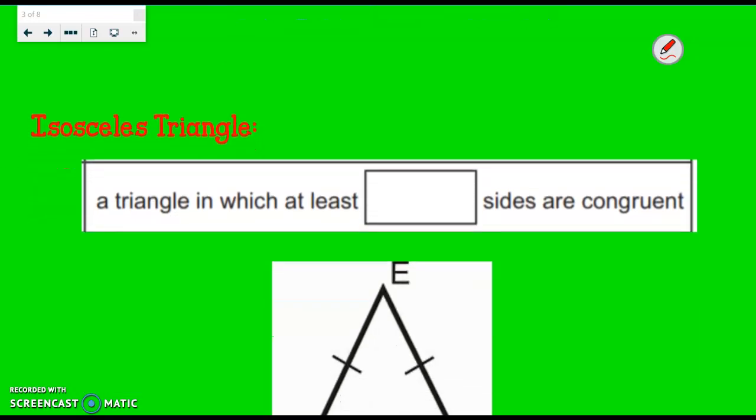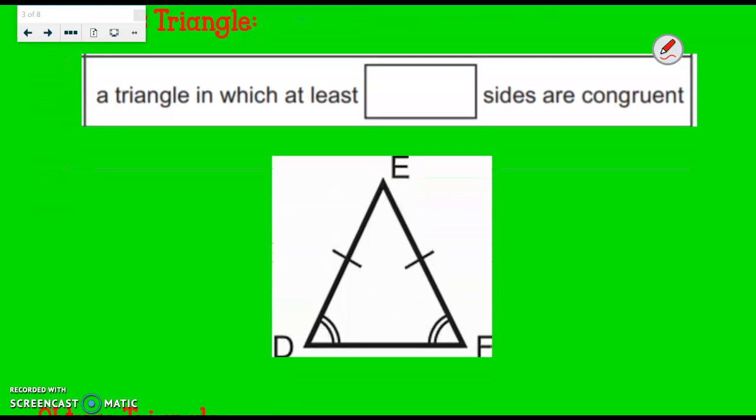Okay, now we have an isosceles triangle. This is a triangle in which at least two sides are congruent. So where your hash marks are on the sides of this triangle, that means those sides are equal. And if those sides are equal, then their angles are equal.